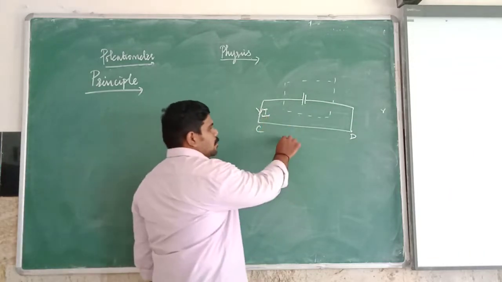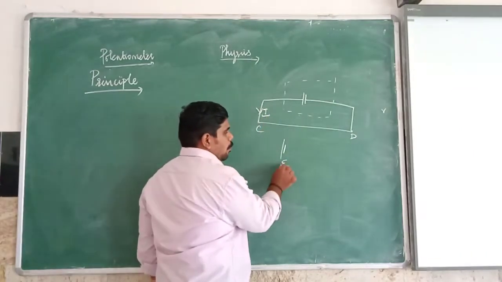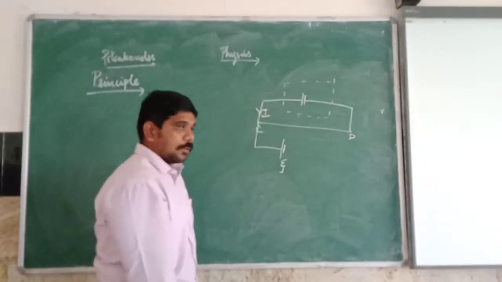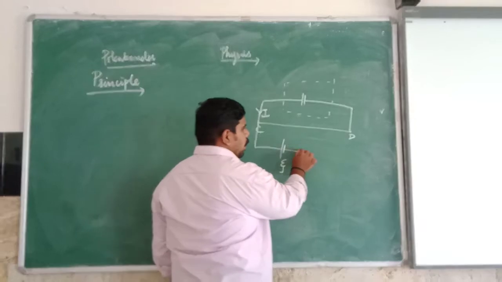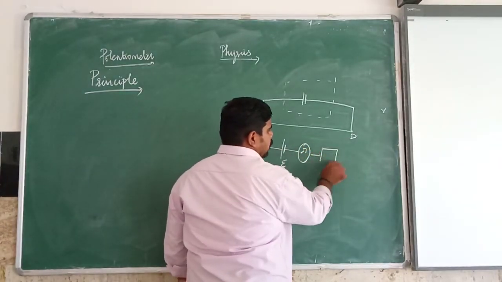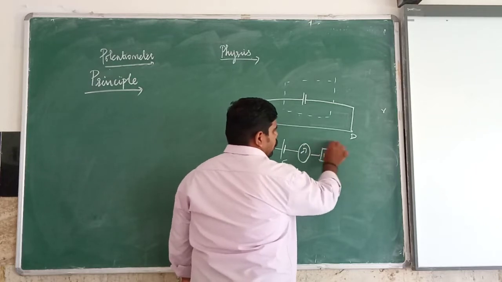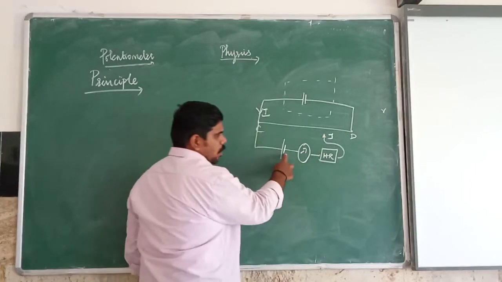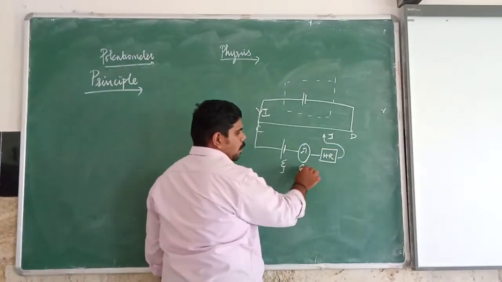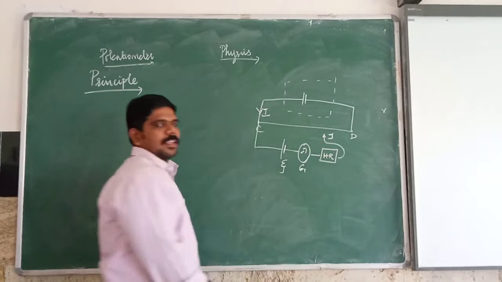Now, the positive terminal of the EMF cell, what is that? The positive terminal of the EMF cell will be connected to the C end, and the negative terminal of the EMF cell will be connected to the jockey through the galvanometer and a high resistance.